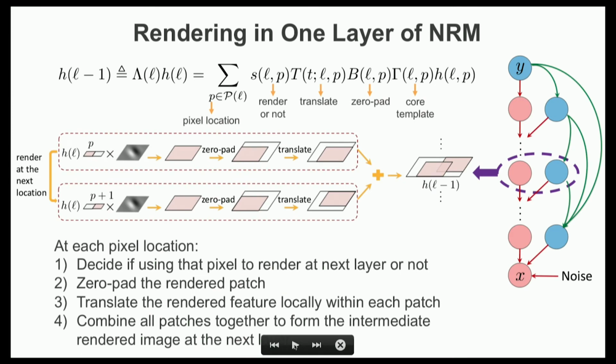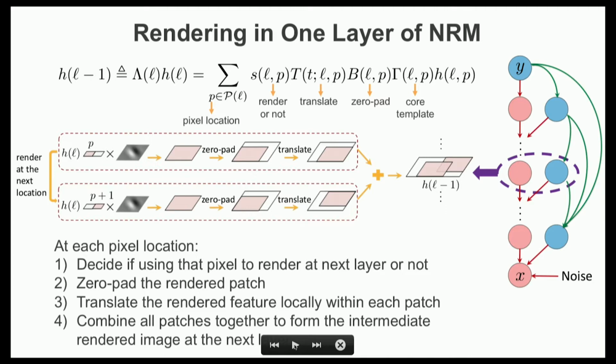Okay, so now let's look more into one single transformation from layer L to layer L minus 1 in our model and explore what kind of latent variable we use and what rendering matrix we use. There are two sets of latent variables. The first one is a binary latent variable, which decides if we want to render at a particular pixel location or not. The second set is the local translation latent variable, which decides where we want to place the template.